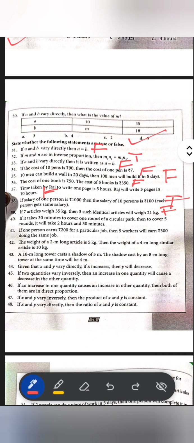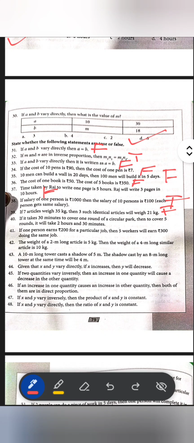Question number 40. If it takes 30 minutes to cover one round of a circular path, then to cover 5 rounds, it will take 2 hours 30 minutes. It means the circumference, or the distance covered through the one path, is constant.